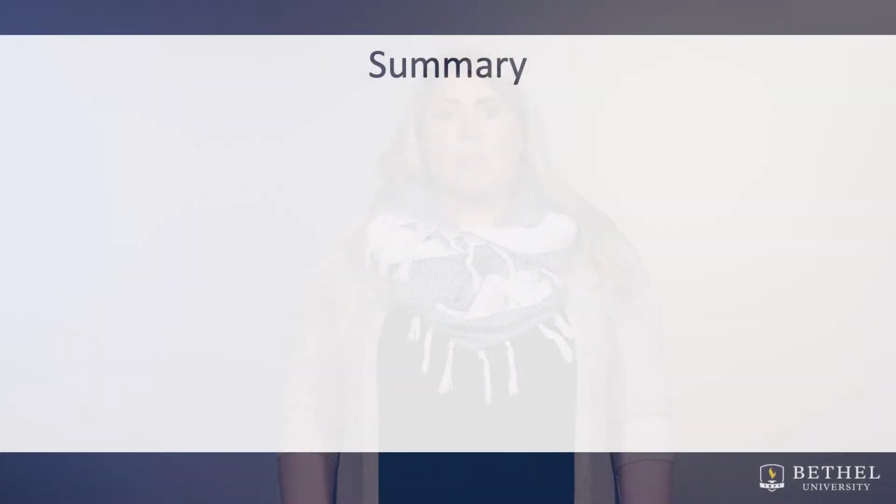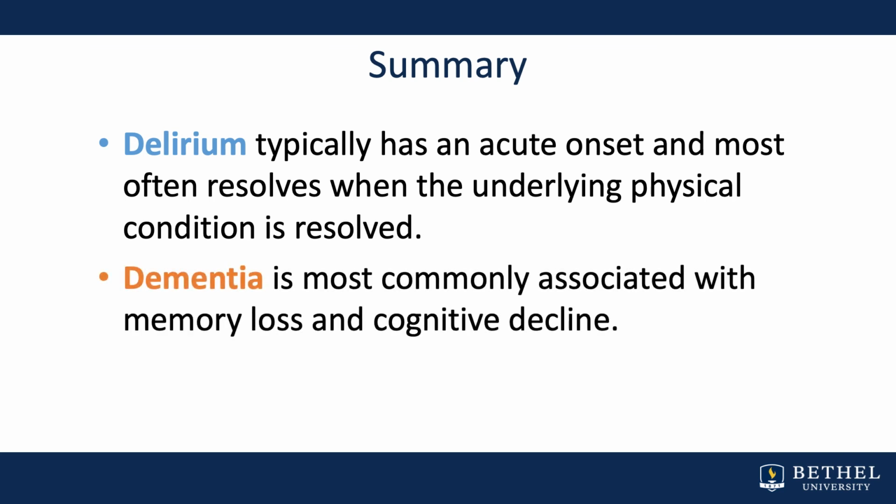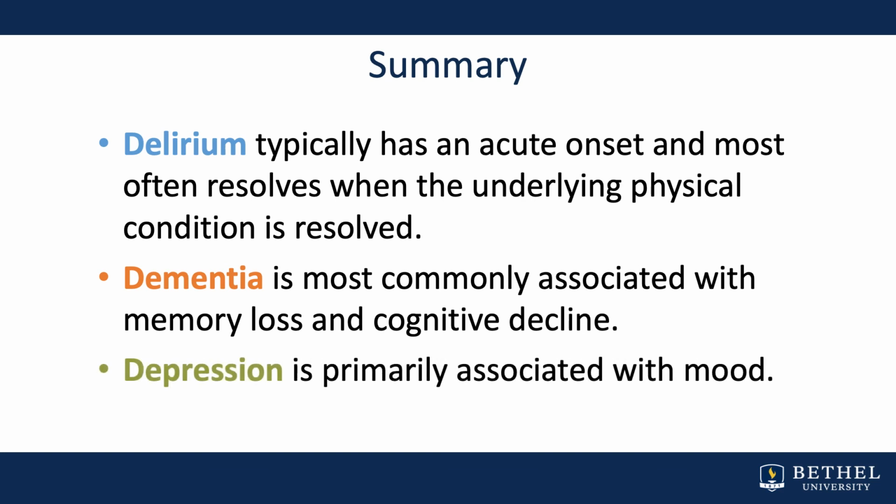In considering whether your patient or client has delirium, dementia, or depression, it is important to remember the following. Delirium typically has an acute onset and most often resolves when the underlying physical condition is resolved. Dementia is most commonly associated with memory loss and cognitive decline, and depression is primarily associated with mood. These can all occur simultaneously or independently of one another, and care should be taken in ruling out one condition over another.